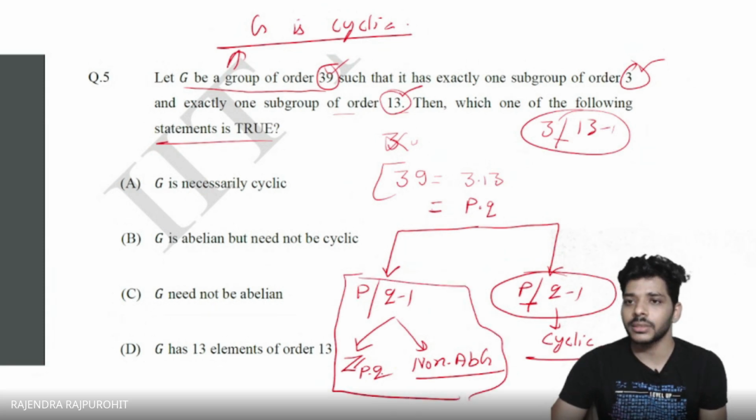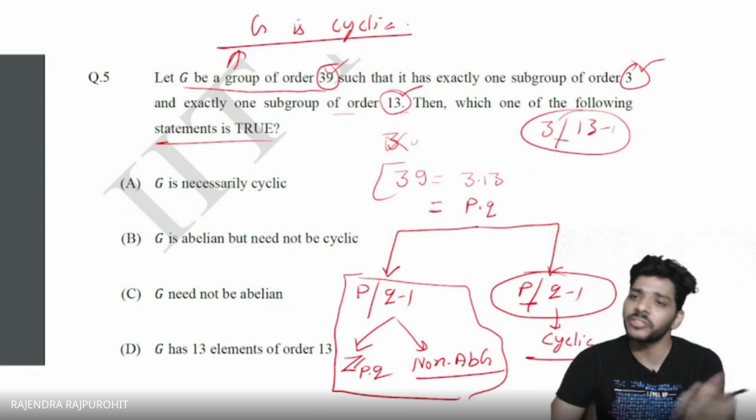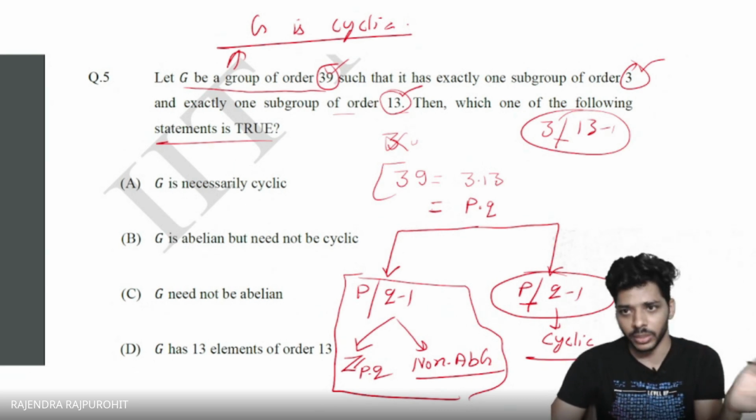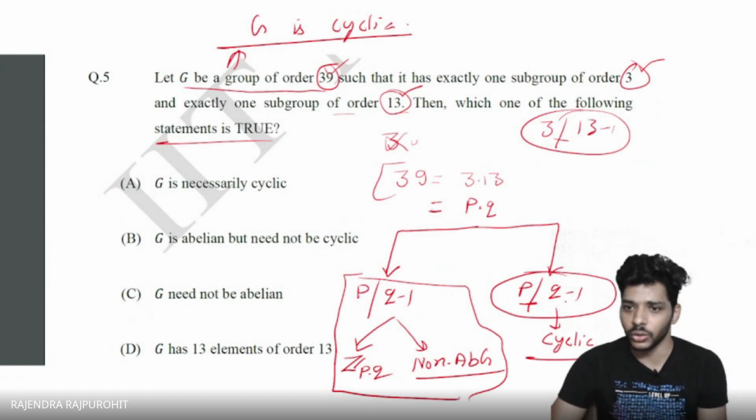So group may be abelian or maybe non-abelian. So now we have to look for more conditions. Group of 39 may be abelian or maybe non-abelian. It will depend on other properties of the group. Okay, it's not here. It's here.